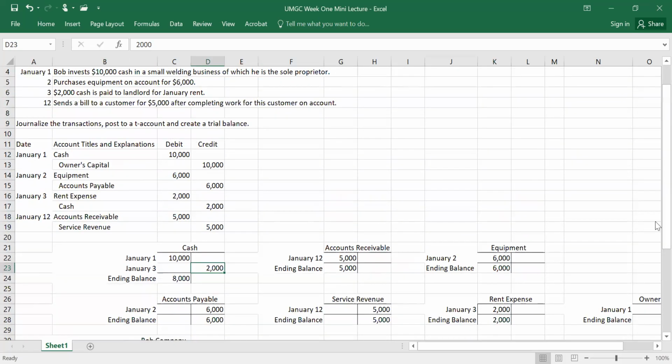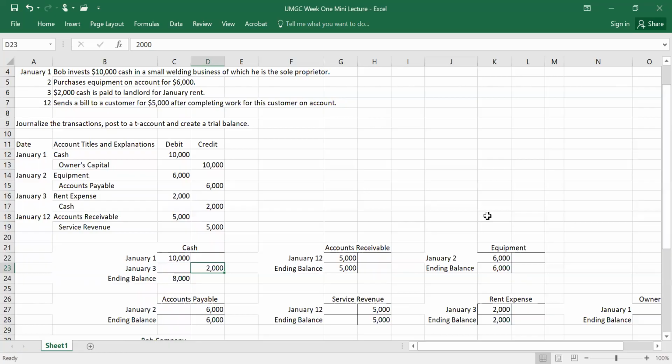Last transaction we're going to analyze. Send a bill to a customer for 5,000 after completing work for this customer on account. Okay, I earned this, right? This is a revenue to me. I actually earned it. I just didn't get the money yet. So remember, that's an account receivable. When we've actually completed the work, but we don't have the money yet, that's an account receivable to us.